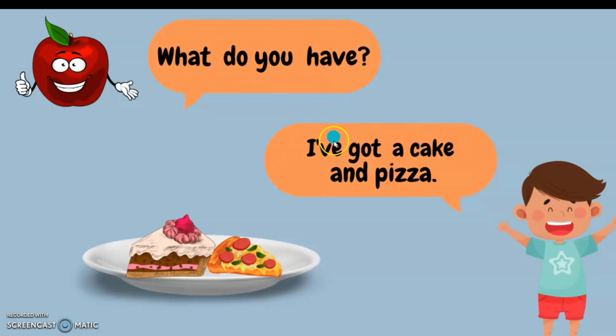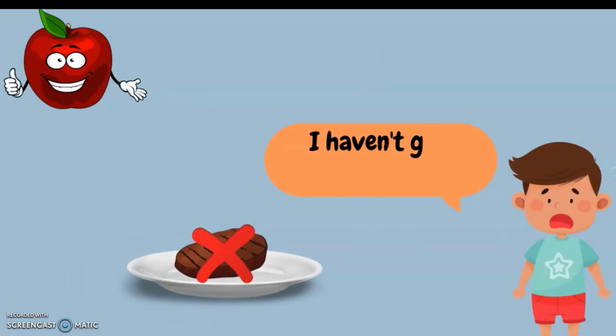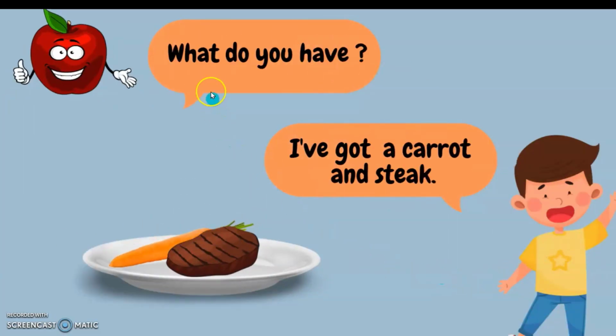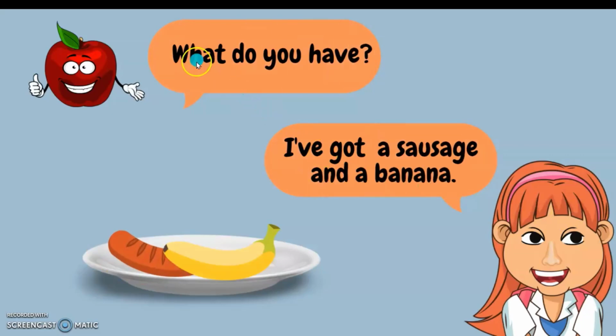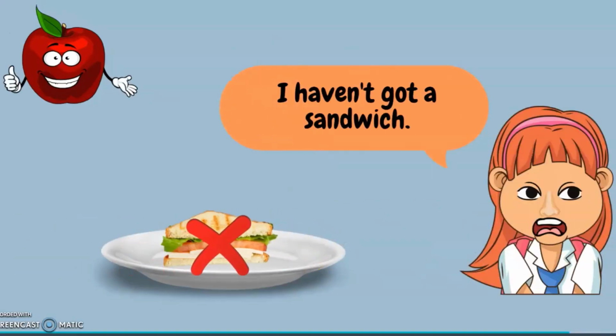What do you have? I've got a cake and pizza. I haven't got steak. What do you have? I've got a carrot and steak. I haven't got pizza. What do you have? I've got a sausage and a banana. I haven't got a sandwich.